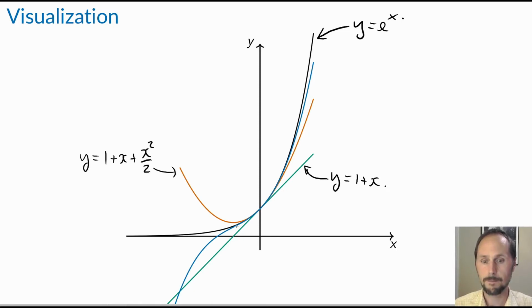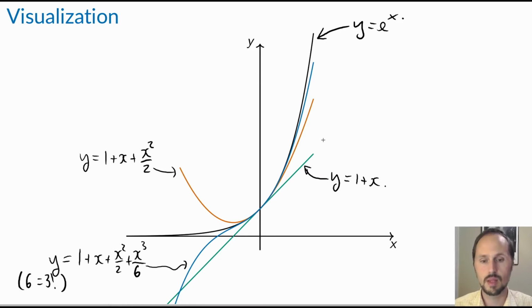And then this blue curve down here is going to be the degree 3 approximation, the cubic approximation, if you will. So that's going to add x cubed over 3 factorial, which is 6. So that's what this blue curve is.